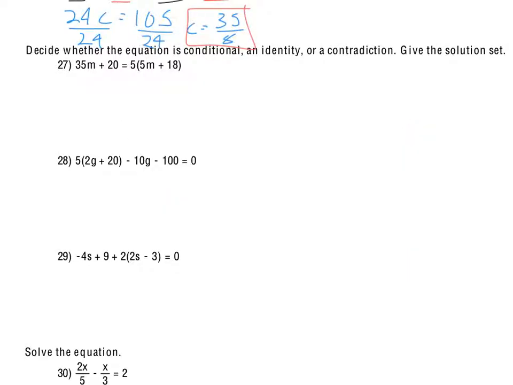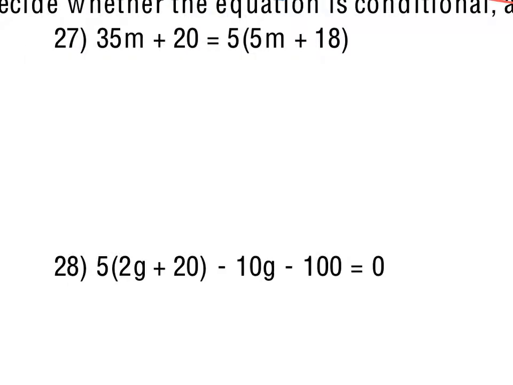For problems 27, 28, and 29, I wanted to make sure we could see the full directions. We have to decide whether it's a conditional, an identity, or a contradiction, and give the solution set. So make sure we're doing both parts. For number 27, we'd start by distributing the 5 on the right-hand side.